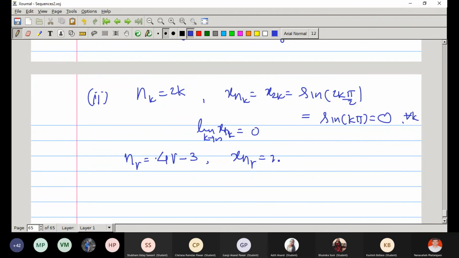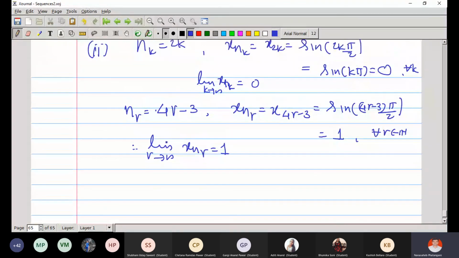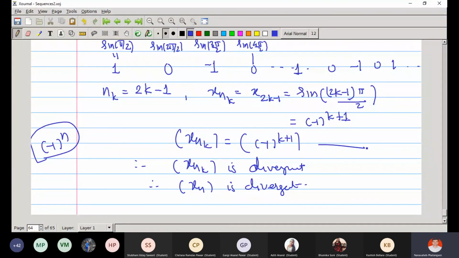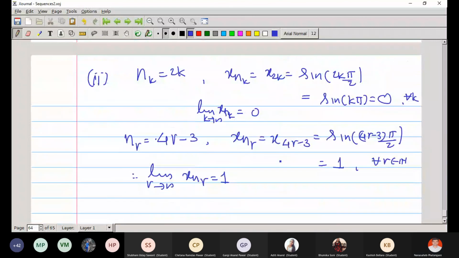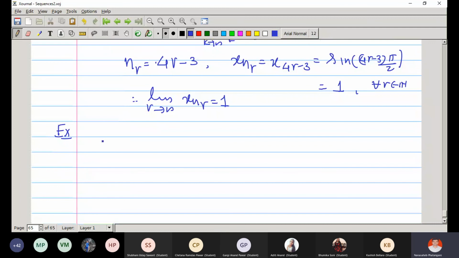xnr is x of 4r minus 3, so sine of (4r minus 3) pi by 2. You check that every time it is 1 for all r. Therefore the limit as r tends to infinity of xnr is 1. So these two subsequences xnk and xnr are convergent, but they do not converge to the same number. This is another way to say that the sequence is divergent, but here we have already produced a divergent subsequence, so that is sufficient. But why I am telling this, because there are different ways to prove that it is divergent.